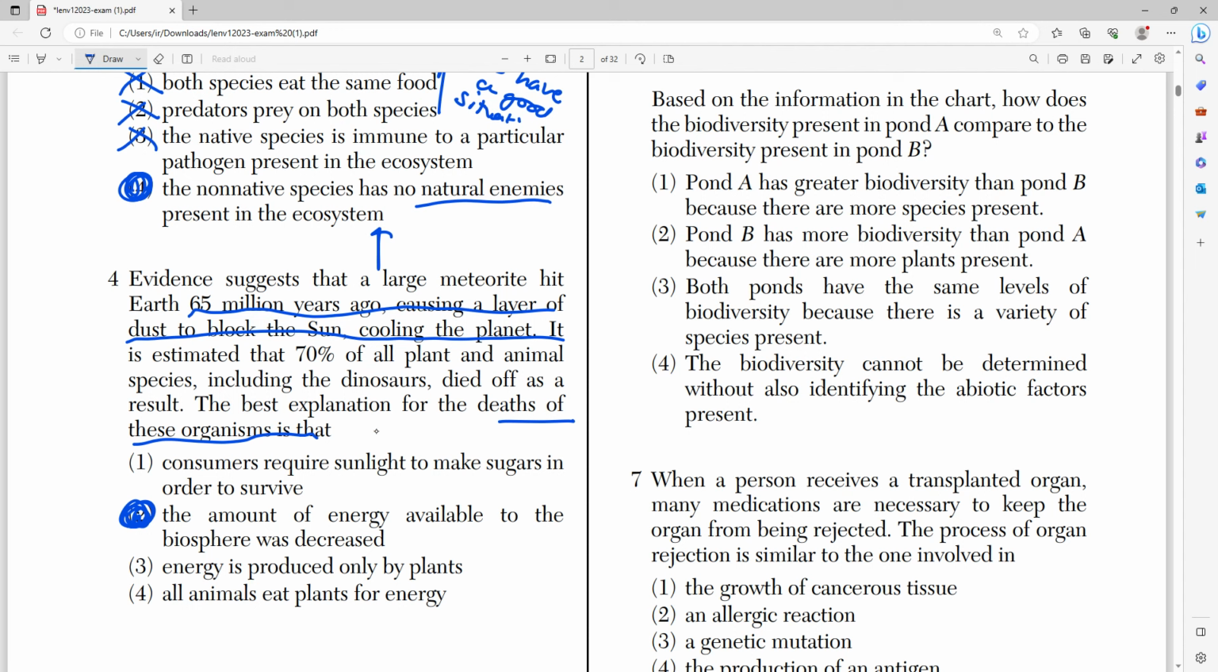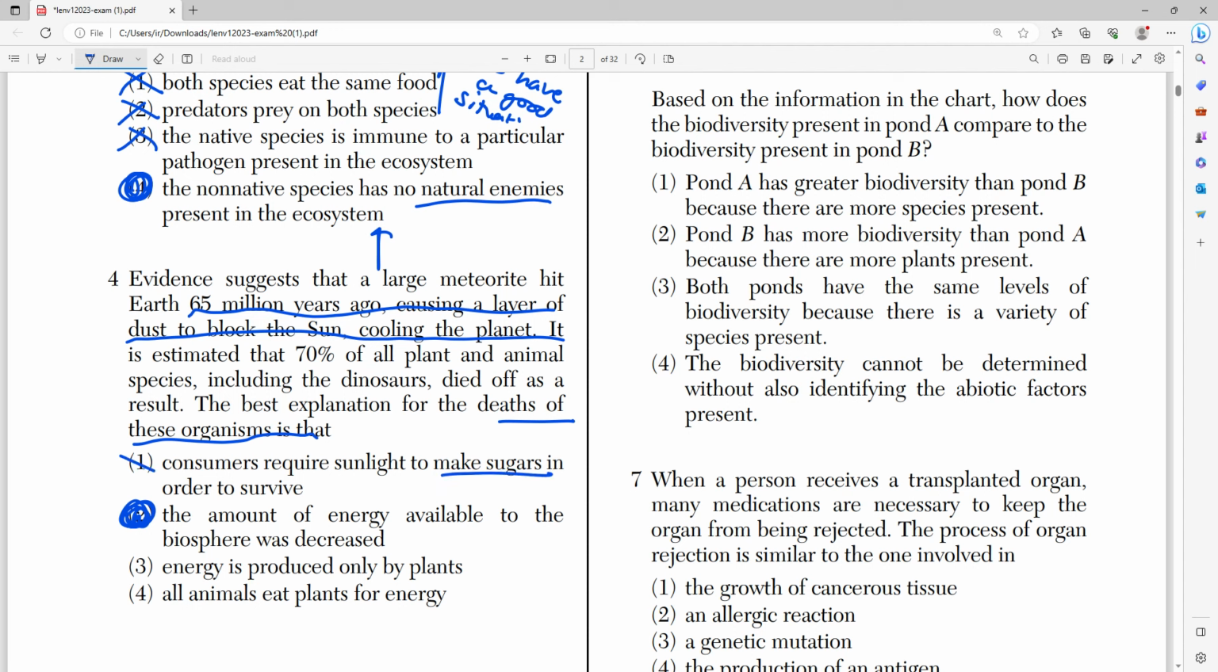So if the amount of energy available to the biosphere was decreased, that means that there's less food for the plants, which means that there are fewer plants, which means that there are fewer things available to be eaten, which leads to starvation, right? Number 1 says consumers require sunlight to make sugars in order to survive.